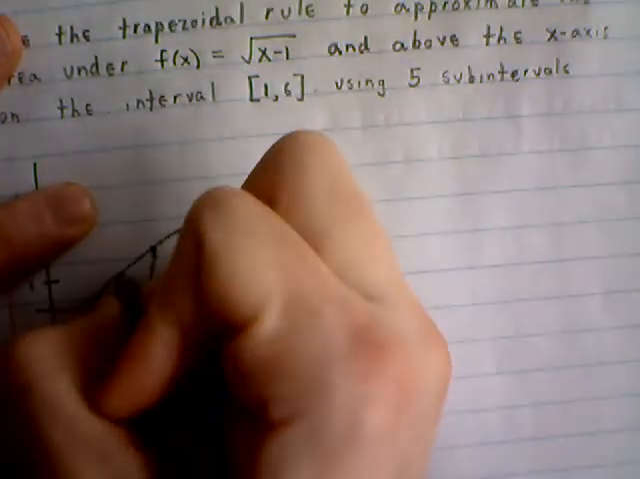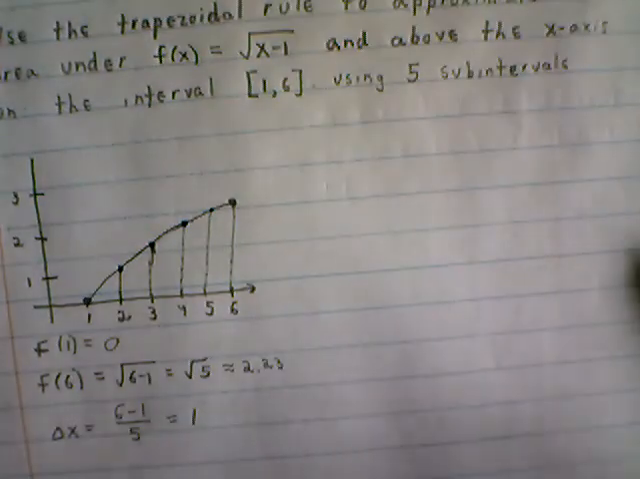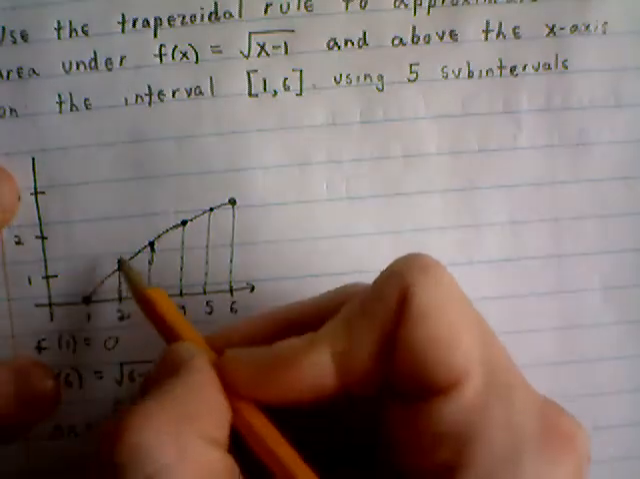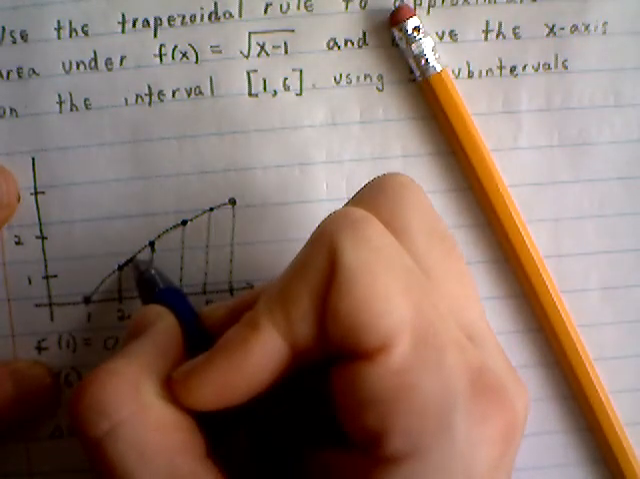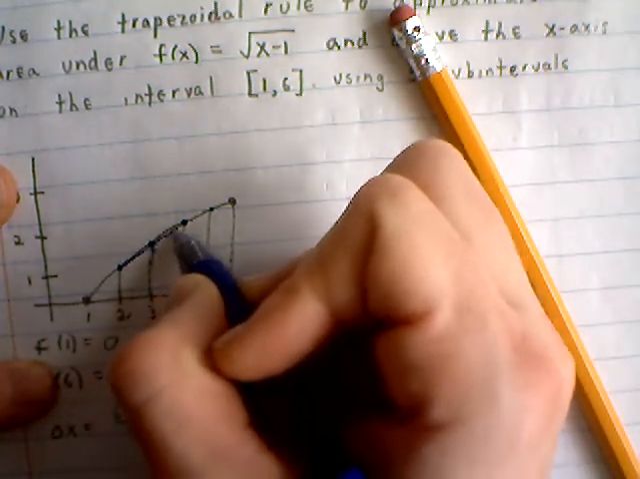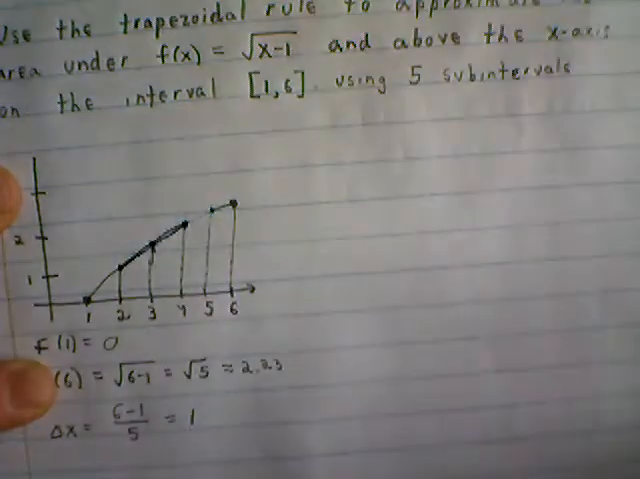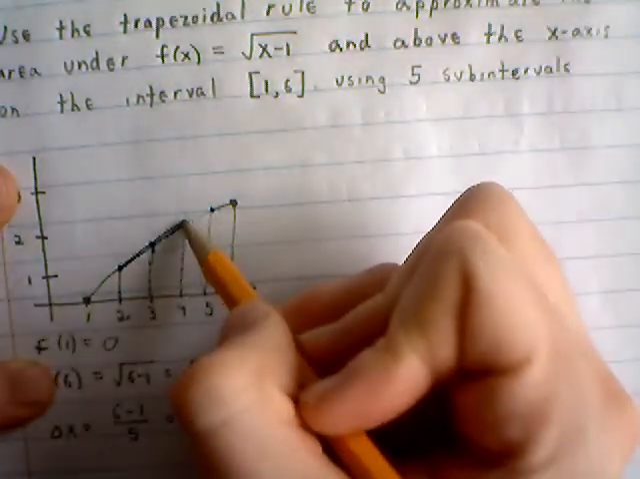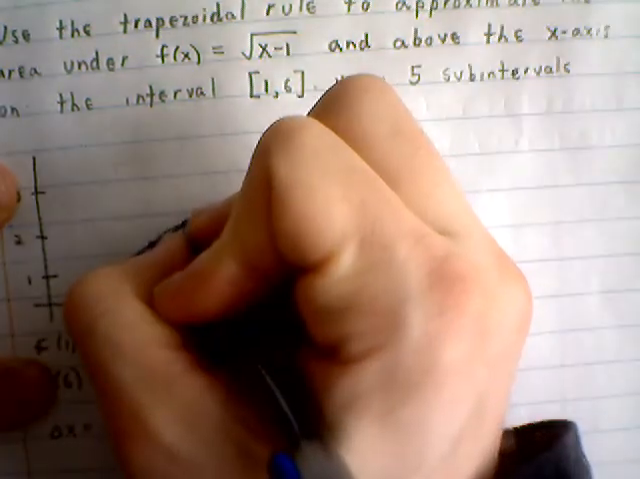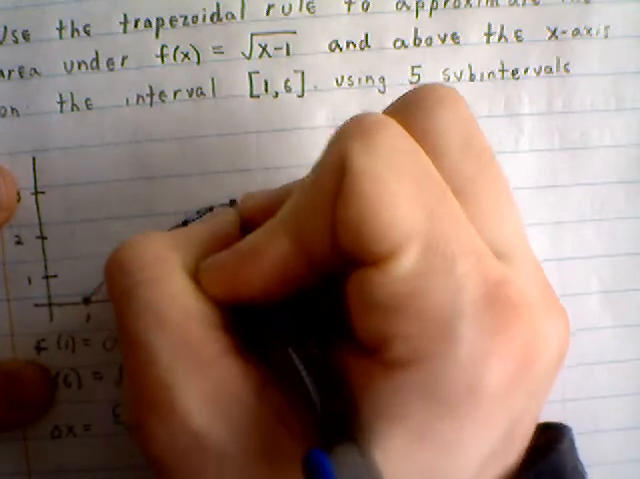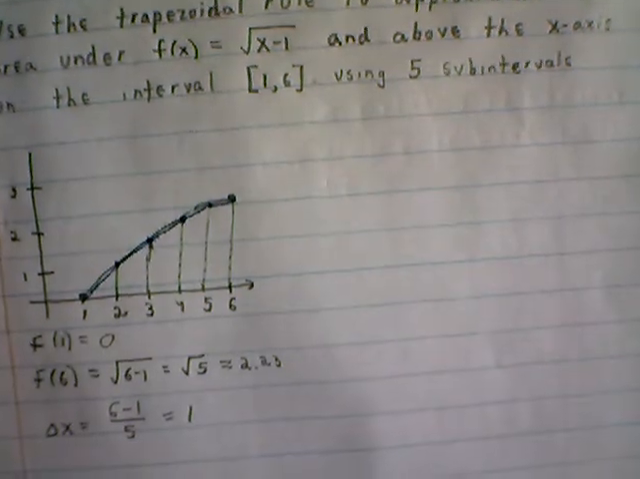All right, so this is going to be kind of hard to see. So if I first label each one of my endpoints, I am going to have to connect each one of these endpoints. Now, it's hard to see, but I'm going to zoom in for a second.